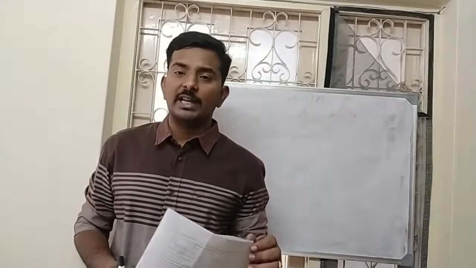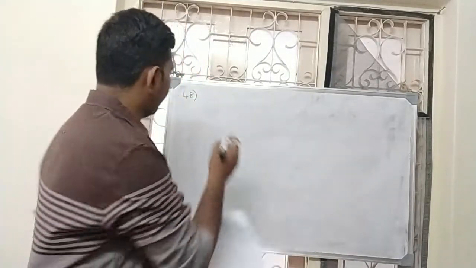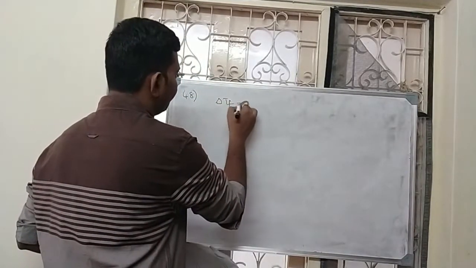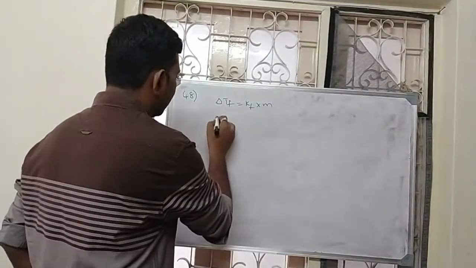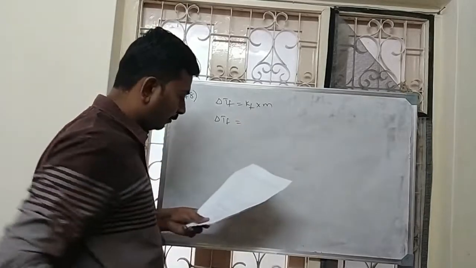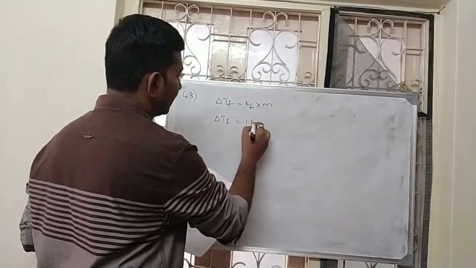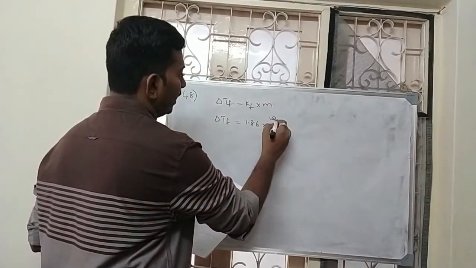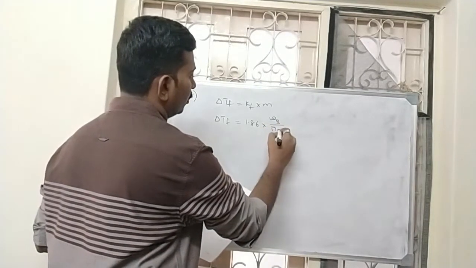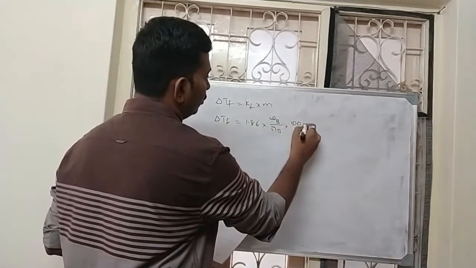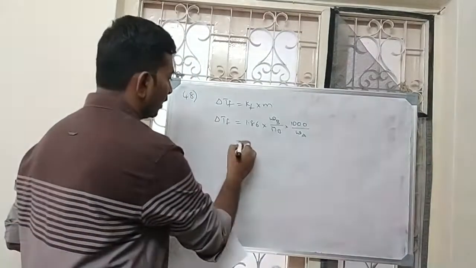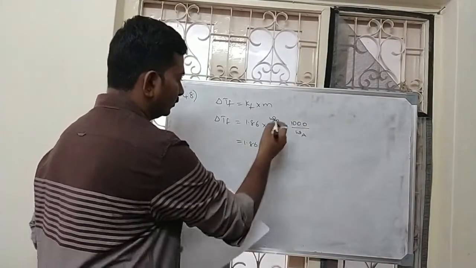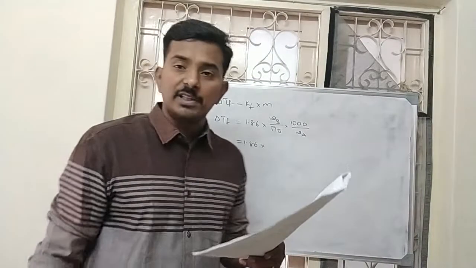First we will calculate the depression in freezing point. We know that depression in freezing point delta Tf is equal to Kf into m. So delta Tf is equal to Kf of water, which is given as 1.86, into molality, which is mass of solute by molar mass of solute into 1000 by mass of solvent. So 1.86 into mass of solute. The solute is methyl alcohol here.